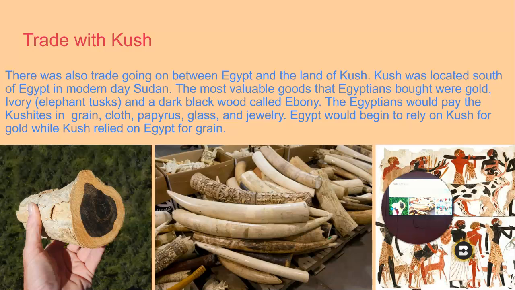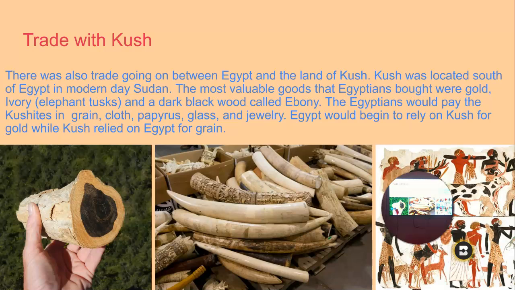Trade with Cush. There was also trade going on between Egypt and the land of Cush. Cush was located south of Egypt in modern-day Sudan. The most valuable goods that Egypt bought were gold, ivory, elephant tusks, and dark black wood called ebony. The Egyptians would pay the Cushites in grain, cloth, papyrus, glass, and jewelry. Egypt would begin to rely on Cush for gold, while Cush relied on Egypt for grain.